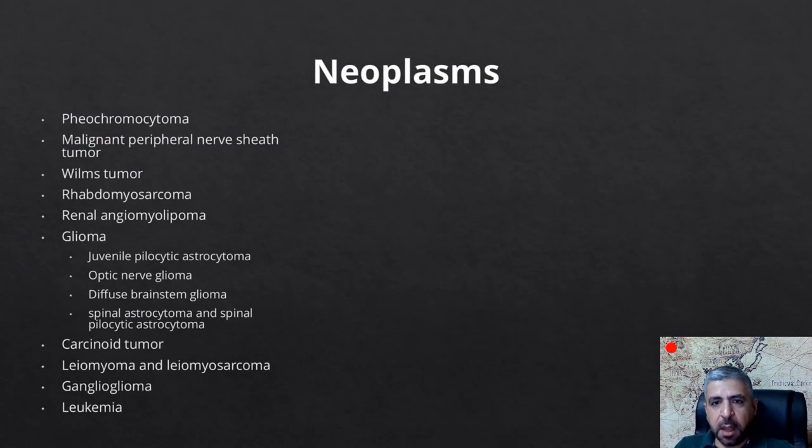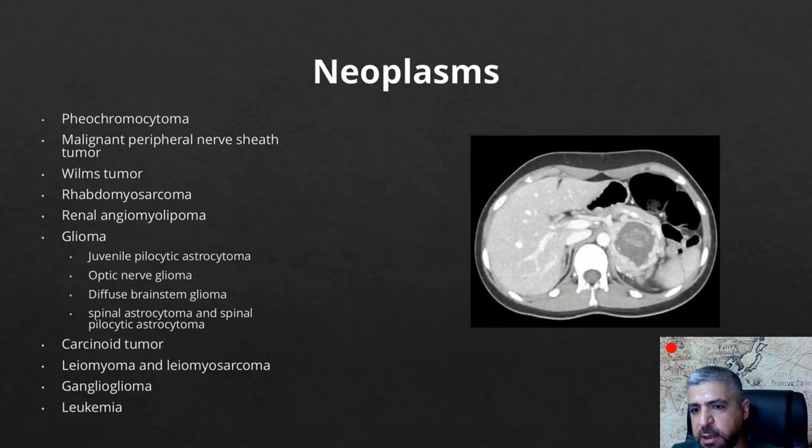Now, let's talk about the neoplasms that we will face in neurofibromatosis type 1. First of all, we have pheochromocytoma. Pheochromocytoma, as we all know, is a disease of the adrenal gland. It is a tumor of the adrenal gland that secretes adrenaline and adrenergic hormones. One of the diseases that we see in neurofibromatosis type 1 is pheochromocytoma.